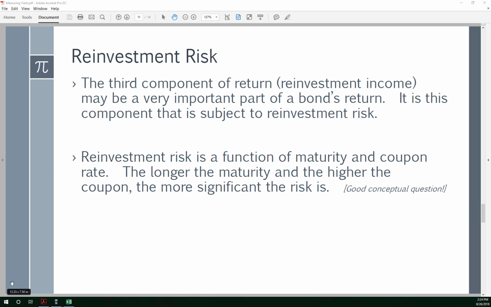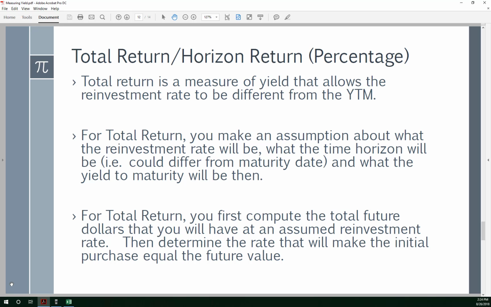Okay, we're going to go ahead and stop here before we get into this next and actually the last topic of the chapter that we're going to cover here in the videos, and that's looking at total return or the horizon return. It's a bit more involved in terms of the computations and calculations, so I want to save that for the next video. We'll go through all of this and hopefully finish up the slide presentations for the measuring yields content, and I'll see you next time.